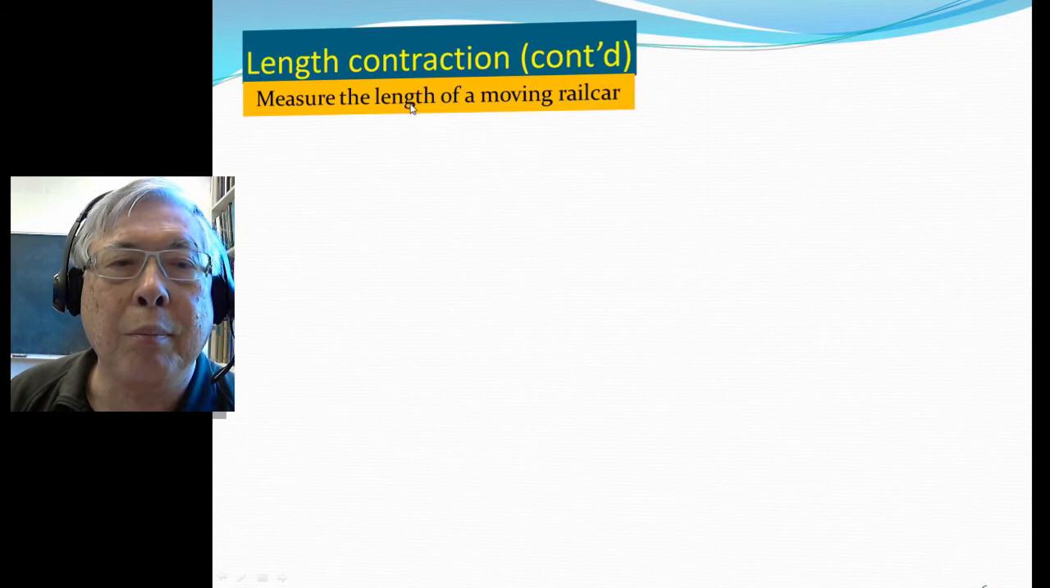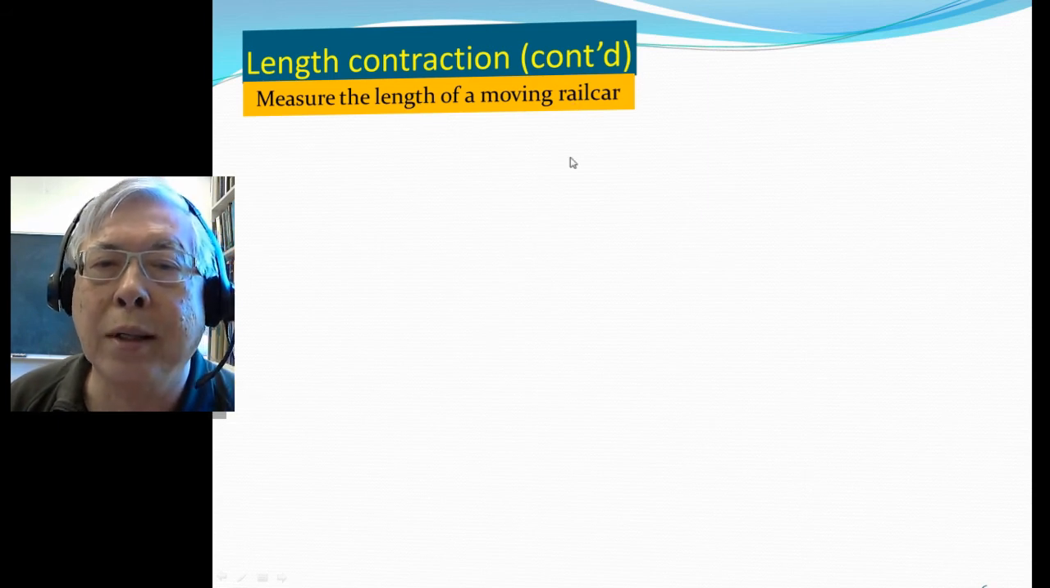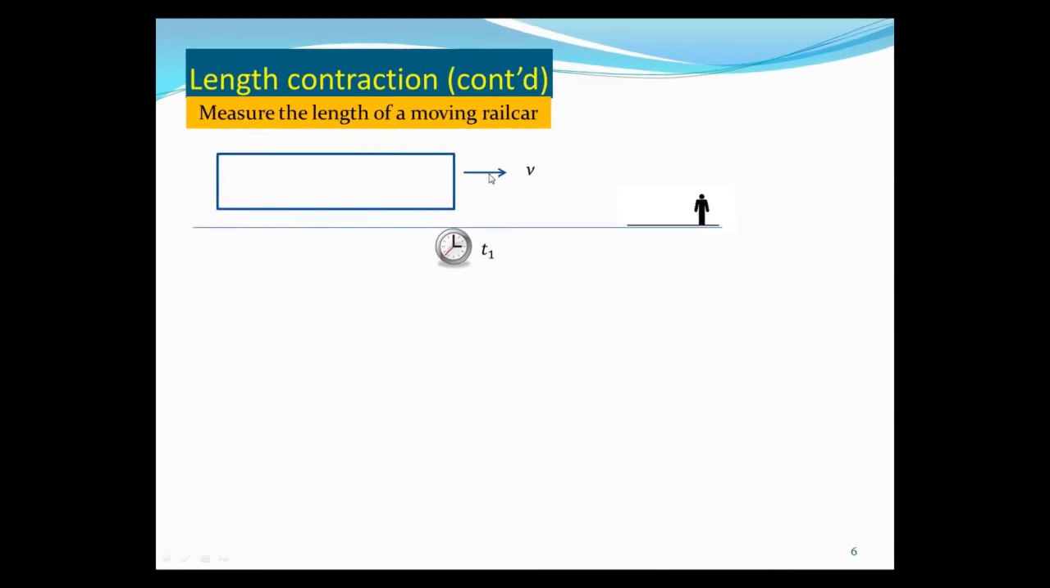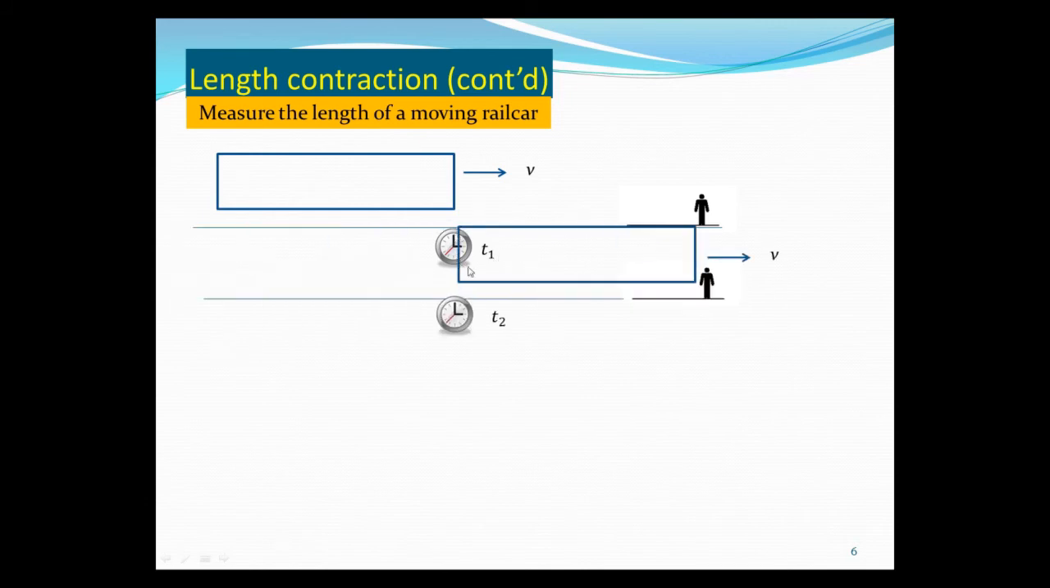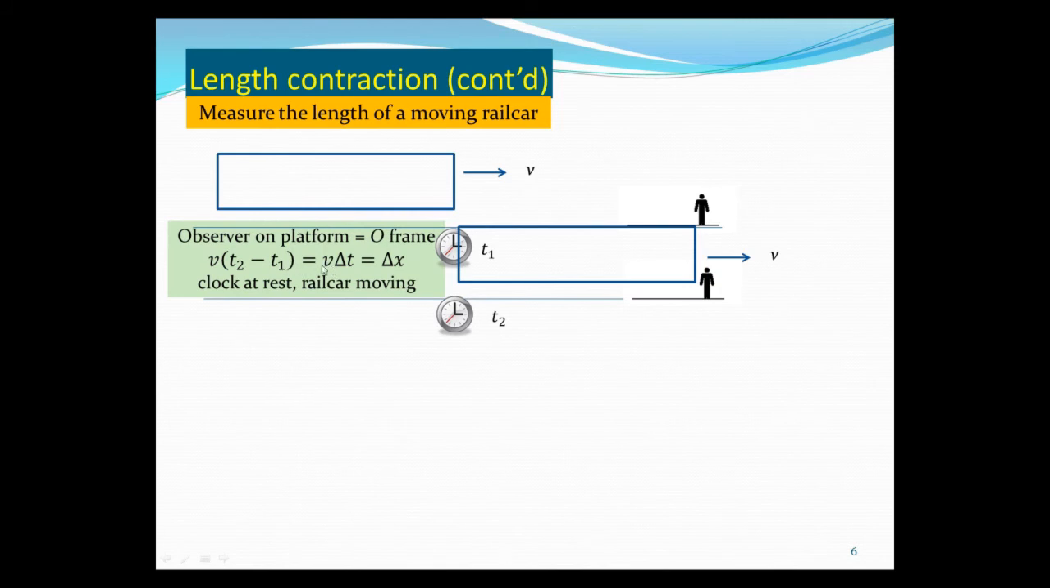So now we're going to measure the length of a moving rail car. We have a clock fixed on the ground, and for the observer on the rail platform, the rail car is rushing by. When the front end just crosses the point where the clock is located, we record time t1. Then we record the time when the rear end of the train passes the clock, which we call t2. The observer can then deduce the length of this moving rail car by taking the time difference and multiplying by the speed of the train. As far as he's concerned, that's how you measure the length of the moving rail car.